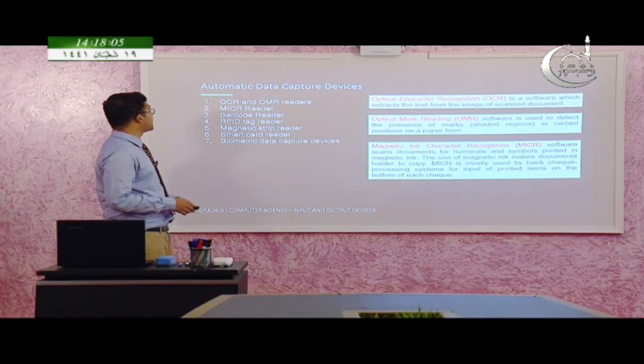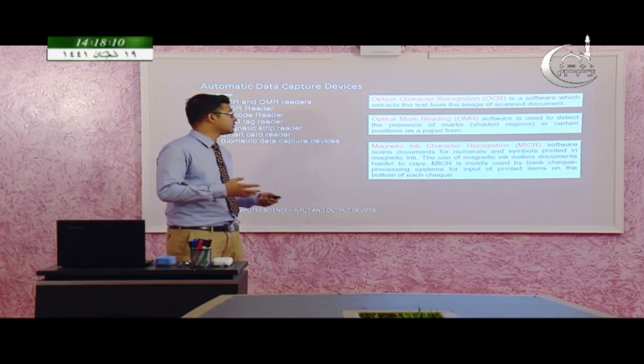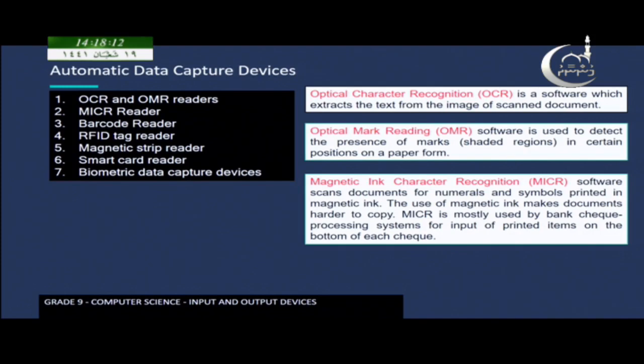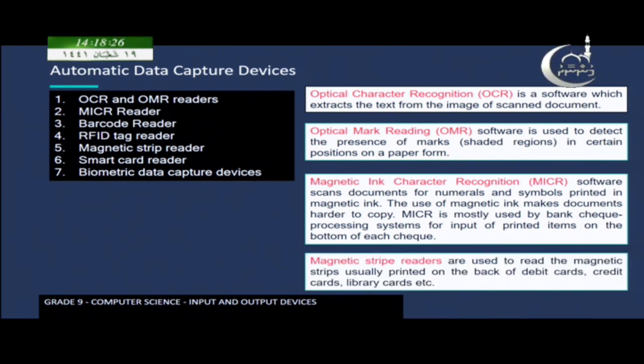Then there is MICR, magnetic ink character recognition, a specific device and software which scans magnetic ink on a printed page. Specifically, if you take a bank check for example, there will be magnetic ink at the bottom of the check which can be scanned using MICR to recognize whether the check is genuine or not.